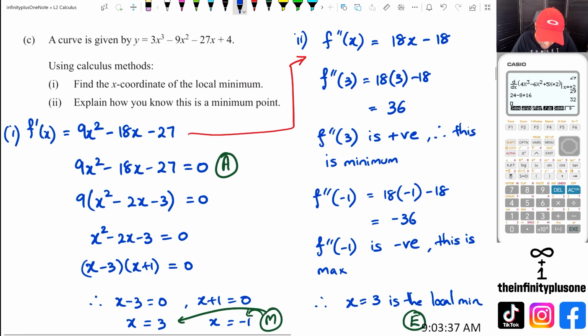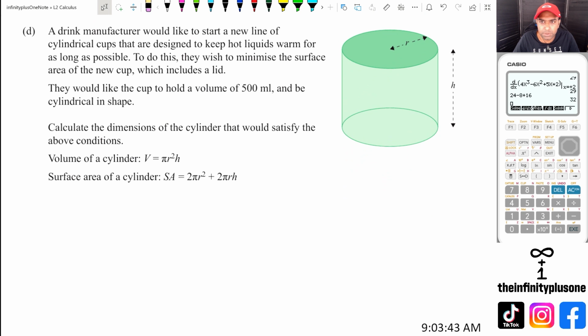All right, let's go to the next question. So with this question, what we've got is a new line. They need to minimize the surface area, which includes the lid. Okay, they want it to hold 500 mils. So what we kind of have is, if you look at it, the volume is actually stationary, right? Because volume is equal to 500 mils. But we need to actually differentiate the surface area.